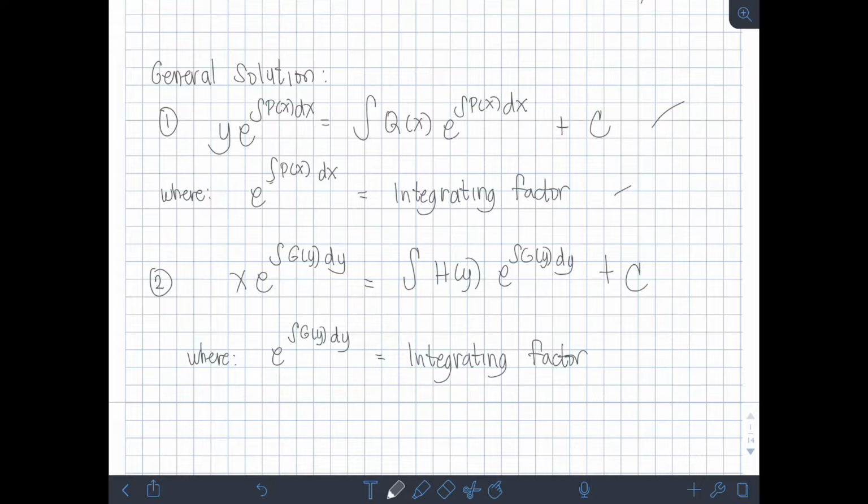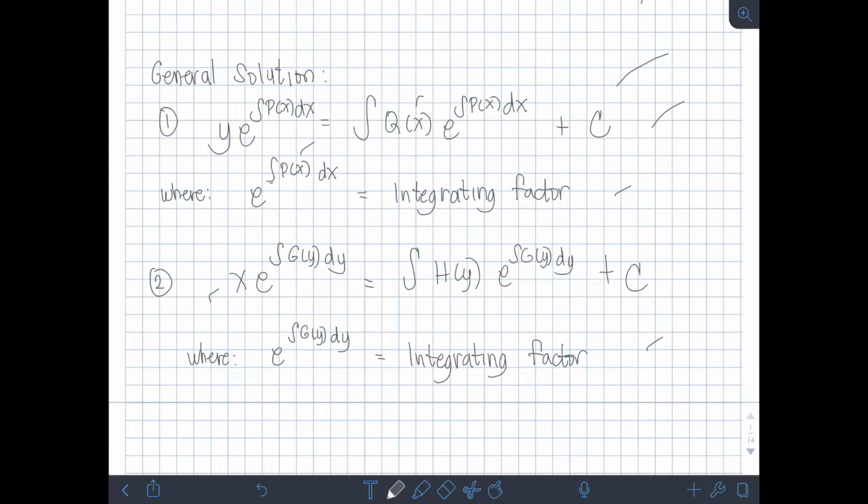Tapos din naman sa form 2, wherein yung dependent variable natin ay x, ito yung form ng general solution niya. X times e raised to integral ng g of y dy is equal to integral ng h of y e raised to integral ng g of y dy plus c, where e raised to integral ng g of y dy ay integrating factor din. So, sa pagsosolve ng linear differential equation, mahalaga na identify muna natin kung ano ba yung, let's say, p of x saka q of x, tapos yung integrating factor. Tsaka natin i-apply itong general solution form.